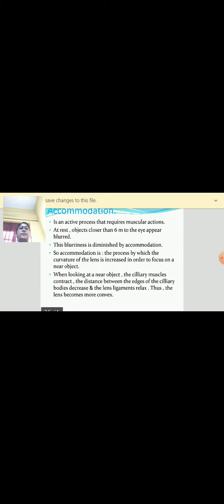When looking at a near object, the ciliary muscles contract, the distance between the edges of the ciliary bodies decreases and the lens ligaments relax. Thus the lens becomes more convex.